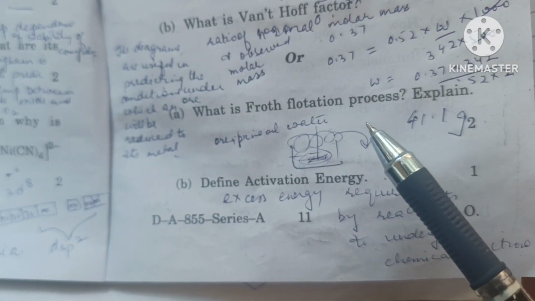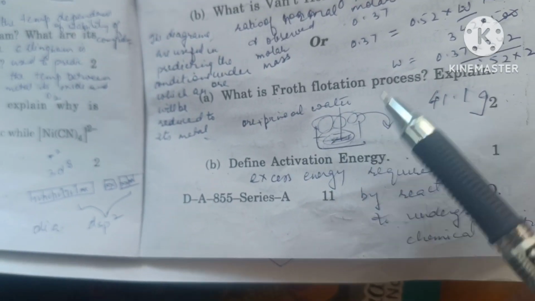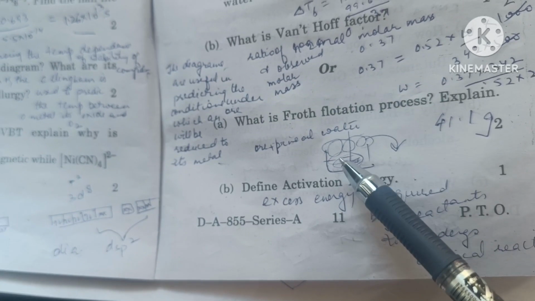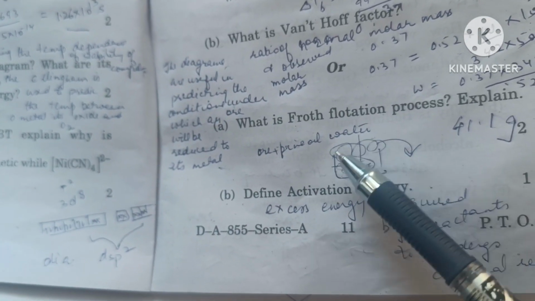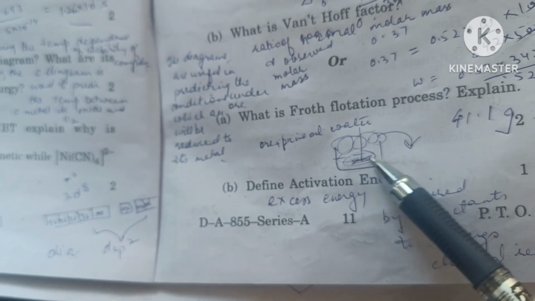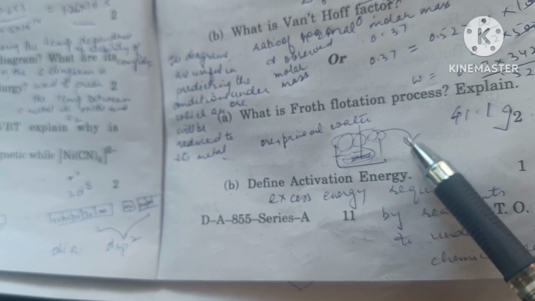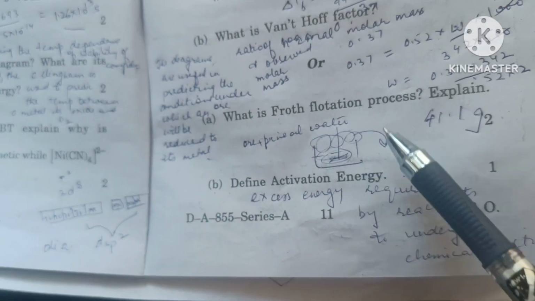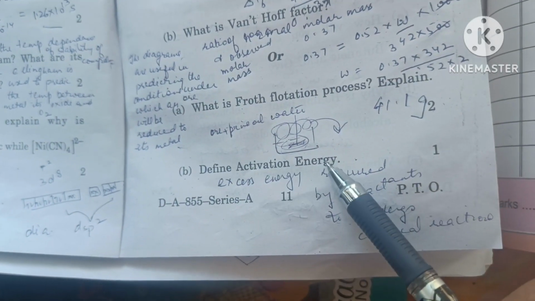What is froth flotation process? The ore is taken into a mixture of pine oil and water and is agitated using compressed air. It forms froth. Sulfide ore is wetted by froth and comes to the top, whereas impurities are left behind. The froth is skimmed off and in this way sulfide ore is cleaned. Gangue is removed. Define activation energy.